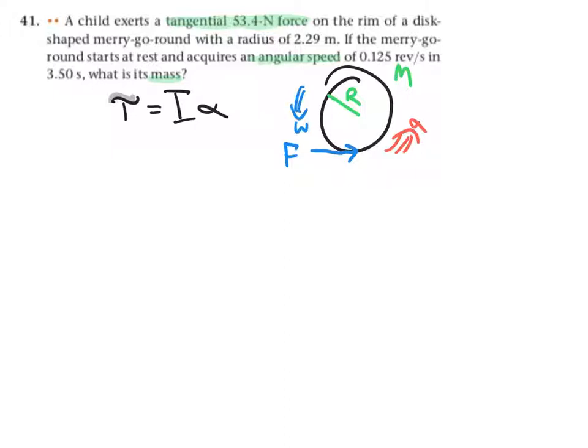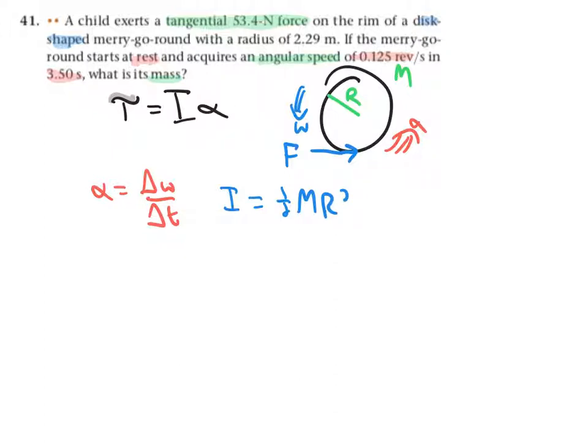Well, we know that, for instance, alpha is delta omega over delta t. And I have a delta t, and I have a final omega starting from rest, so I have delta omega. And so theoretically, I can get some numbers here. So as far as I'm concerned, alpha is determined. And then let's talk about I. It's a disk, which means that it's a solid object. So I is going to be 1/2 mr squared.